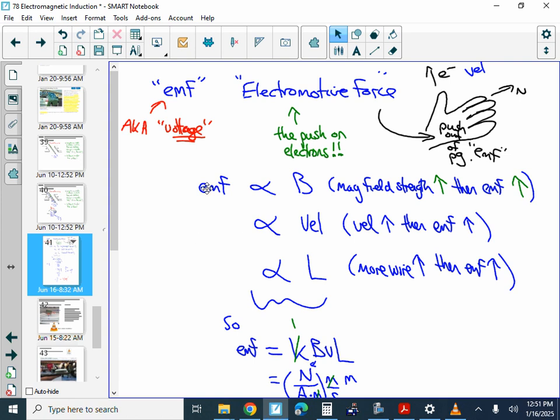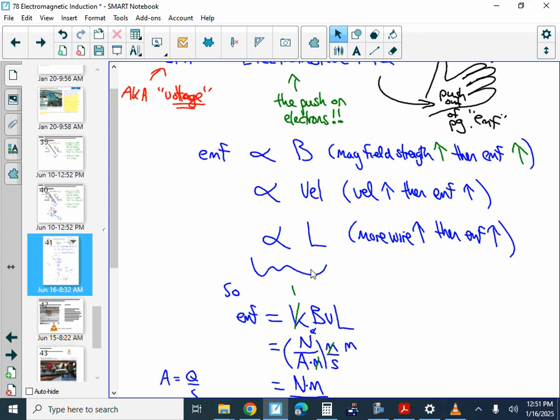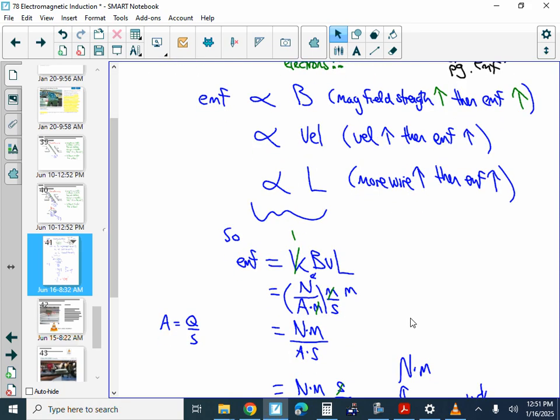And so electromotive force is proportional to the amount of magnetic field there is, proportional to the velocity of the electron flow, proportional to the length of the wire. This is an analysis here. We could say, okay, this makes sense, where we have a proportionality constant. The amount of electromotive force is proportional to these things.